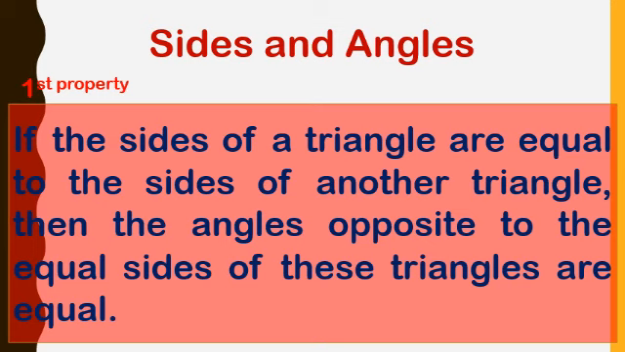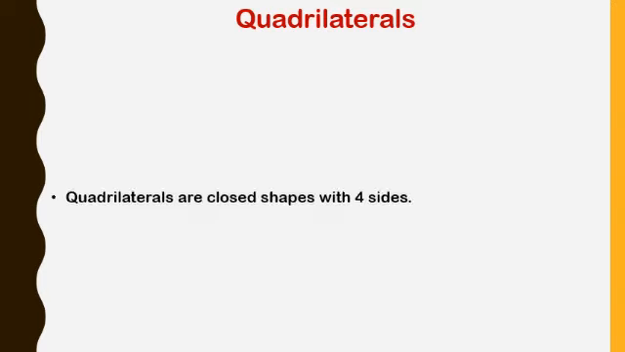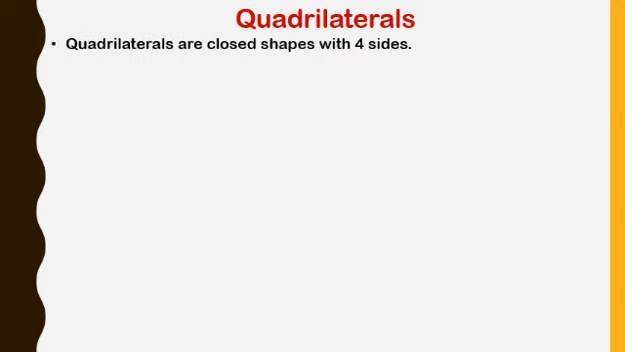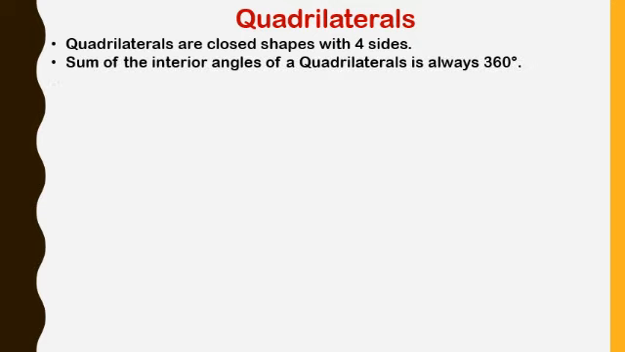Next is the second property of equal triangles. Before that, let us see some of the basic concepts related to the following questions. Quadrilaterals. What is a quadrilateral? Quadrilaterals are closed shapes with four sides. The sum of the interior angles of a quadrilateral is always 360 degrees.